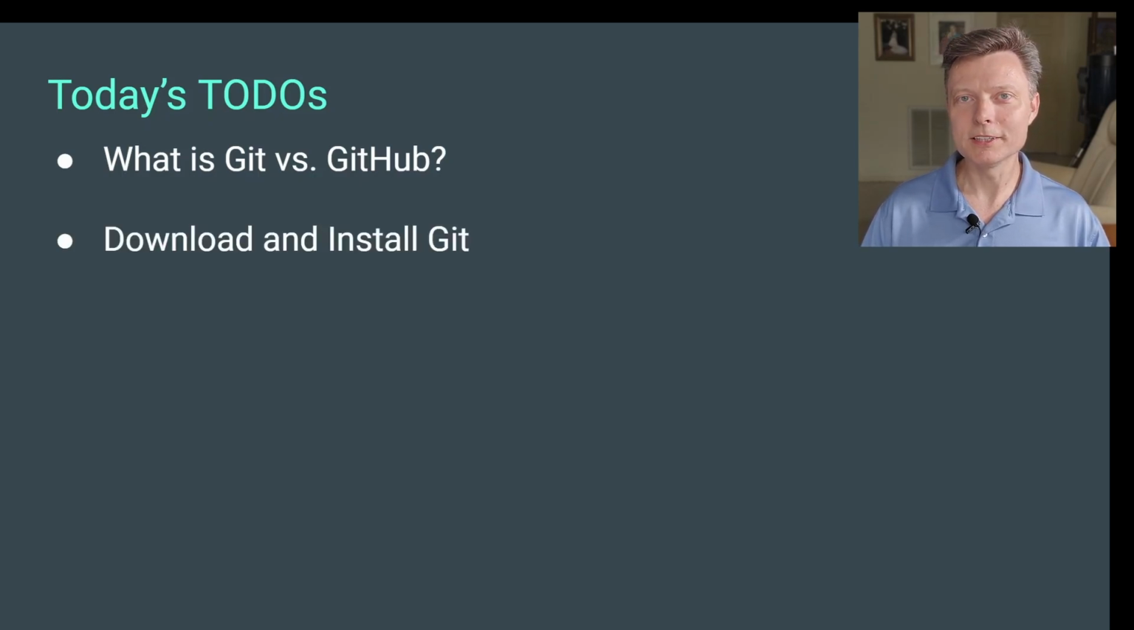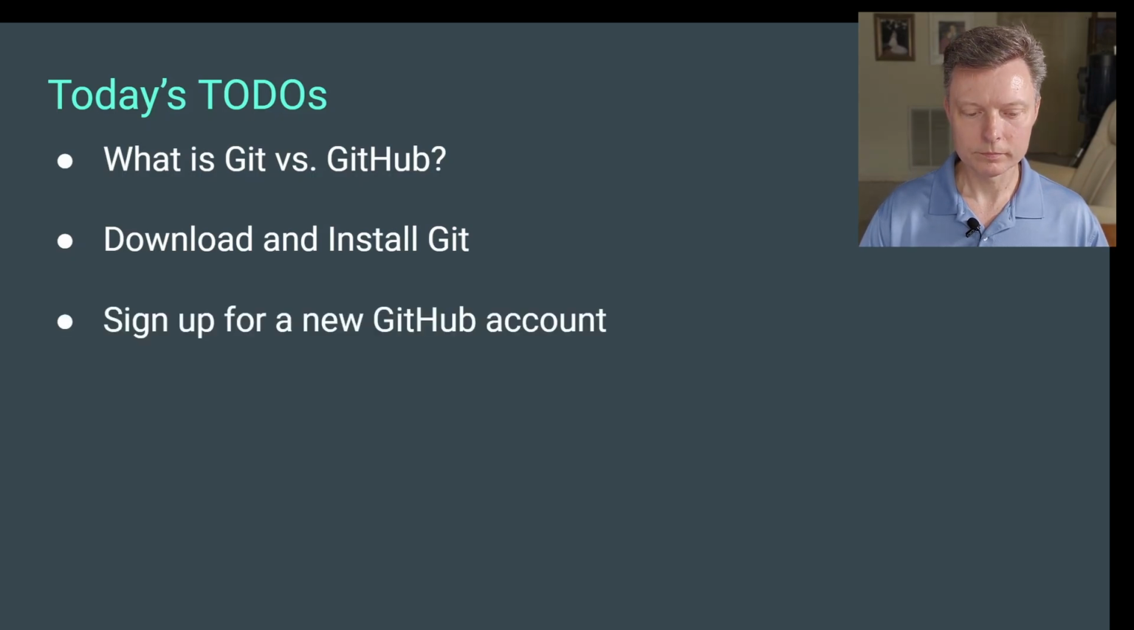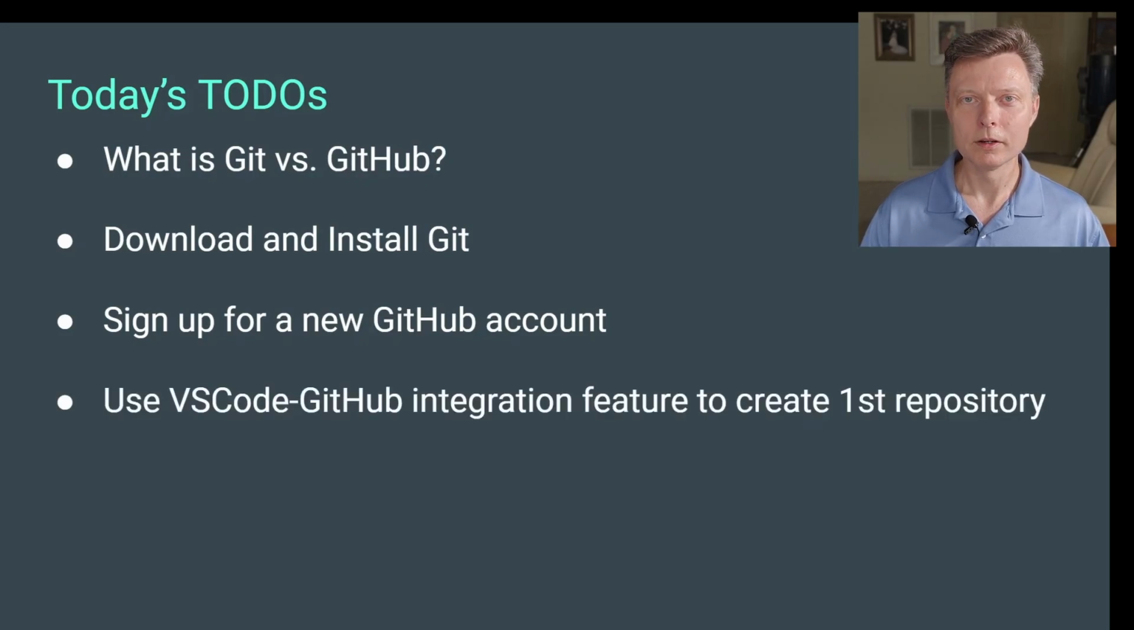In order to use the latest feature from VS Code which integrates GitHub into VS Code, we'll have to download and install Git. And in case you're new to Git and GitHub, I'll walk you through the steps of creating a new account on GitHub. Once we're signed in to our new GitHub account, we'll see just how easy it is to use VS Code to create our first repository. And literally, it just takes a couple of clicks and you've created your first repository.